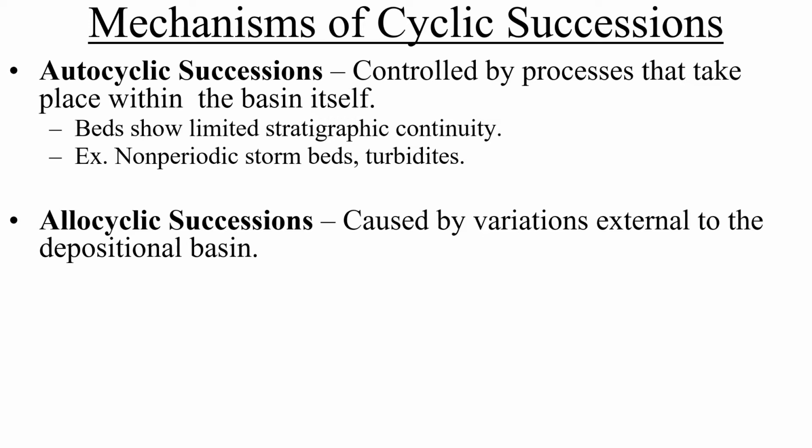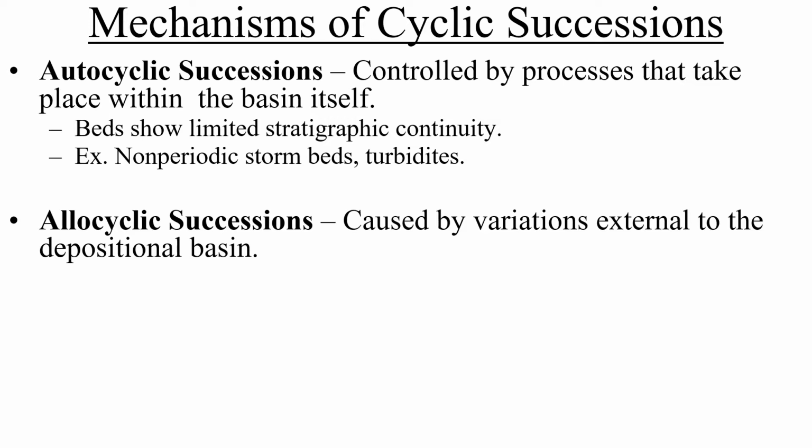Now, our autocyclic successions, I kind of skipped ahead a little bit, but these are going to show very limited stratigraphic continuity because they're only happening within one basin. So this isn't a signal that you're going to see throughout an entire continent. You're just going to see it maybe in one basin to itself. So these would be things like storm beds that aren't cyclic or periodic, or turbidites, for example, things that do happen to some degree of repeating or cyclicity, but they're only going to be occurring in that particular basin or environment.